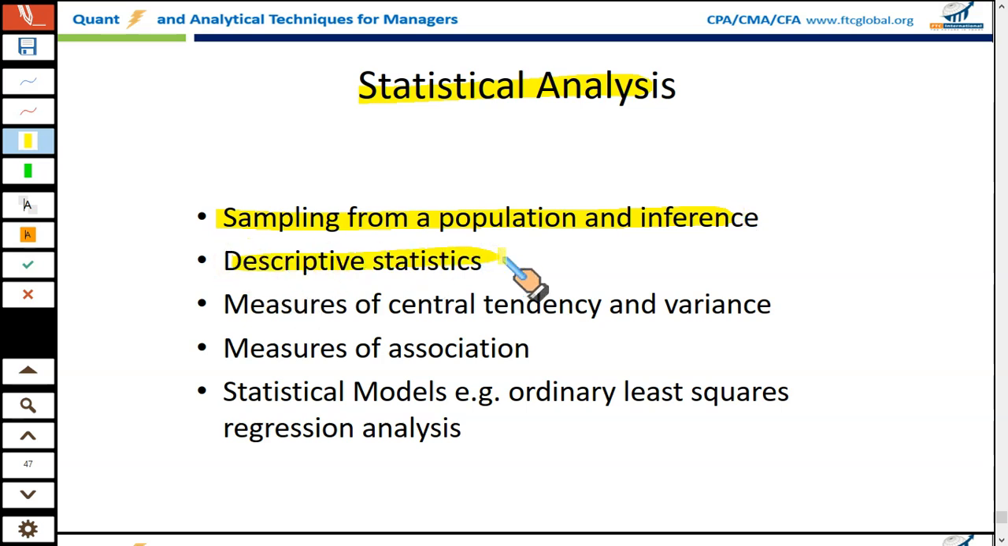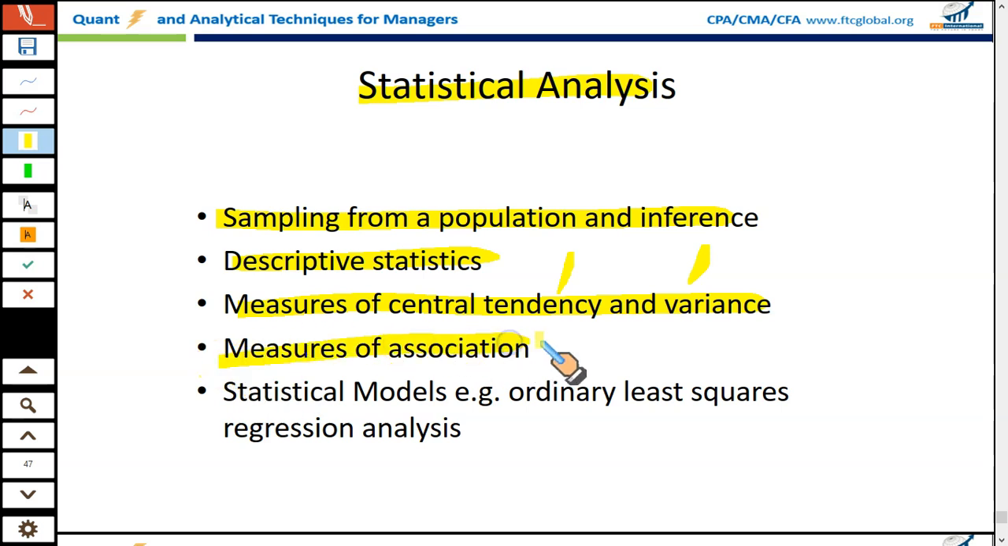Descriptive statistics means using numbers and graphs to summarize and describe the characteristics of the data set. Measures of central tendency and variance, these are very important tools in statistics. Central tendency involves calculating the average. We discussed in our lecture elsewhere, mean, median, mode. Variance is the measure of spread. So central tendency involves calculating the average or the most common value like mean, median, mode, while variance measures how spread out the values are in the data set.